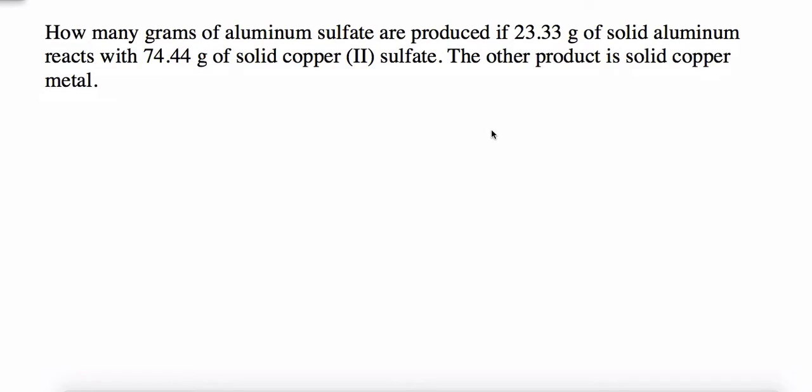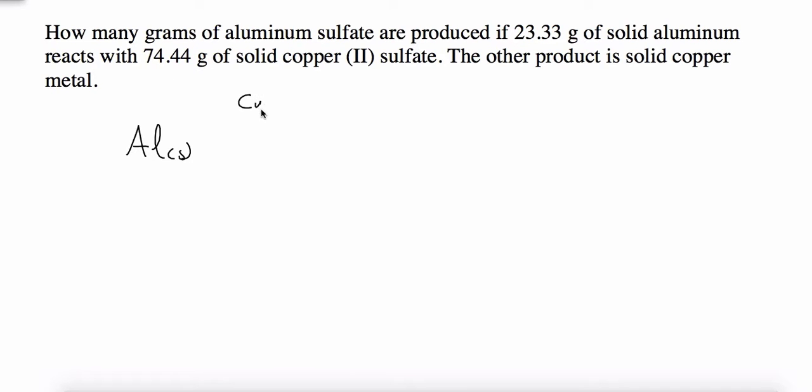Problem. This is a limiting reactant problem, and it's definitely the more complicated one to balance. So what we have here is grams of aluminum sulfate, which is what they want, produced when solid aluminum, Al solid, reacts with copper 2 sulfate.